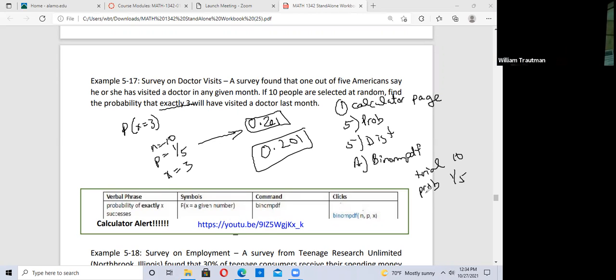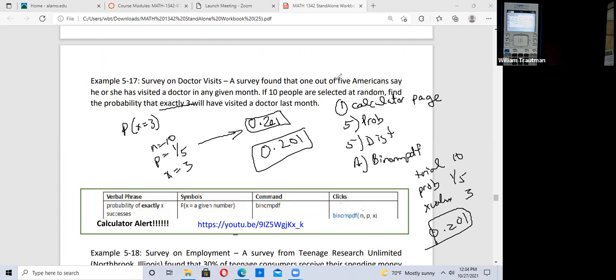I'm just going to go see what it says next. 5, 5, A, you can just hit the A button and it says X value, which is the number of successes, is 3. So that's what we did on our calculator, and we got 0.201. So these are the things we typed in our calculator. Everybody okay with that? I'm hoping you tried that out and you're not just sitting there goofing off.